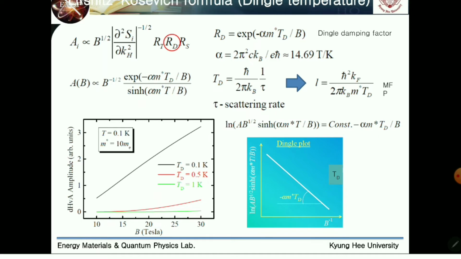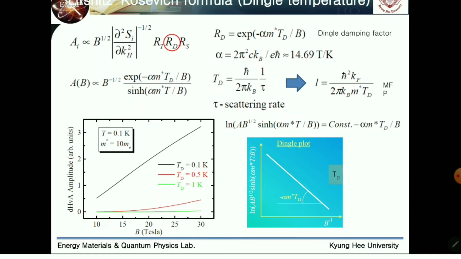Therefore, when we plot this on the vertical axis, and the horizontal axis is the inverse magnetic field, 1/B, then in this plot a linear shape appears. From the slope estimation, the slope is minus alpha m star Td. From this, m star is obtained from the temperature damping factor, and Td can also be estimated from this one.